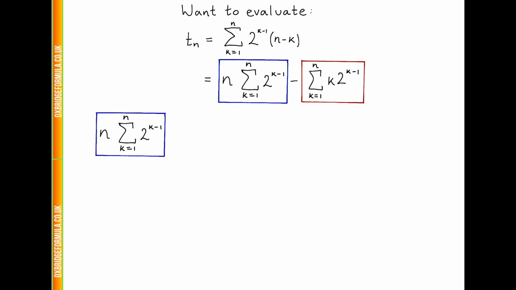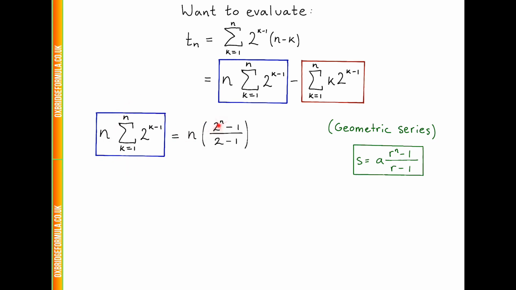Hopefully you will have noticed that this is a geometric series with common ratio 2. We have a general formula for the sum of a geometric series, given here. So, multiplying by n still, and substituting into our formula, we get that the sum of this is n times 2 to the n minus 1 all over 2 minus 1. Since 2 minus 1 is just 1, we multiply out this bracket to give n 2 to the n minus n.